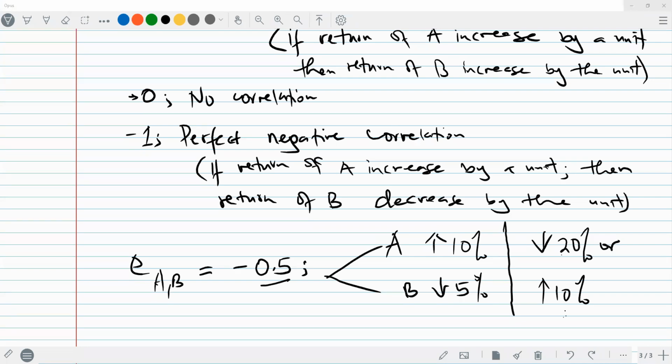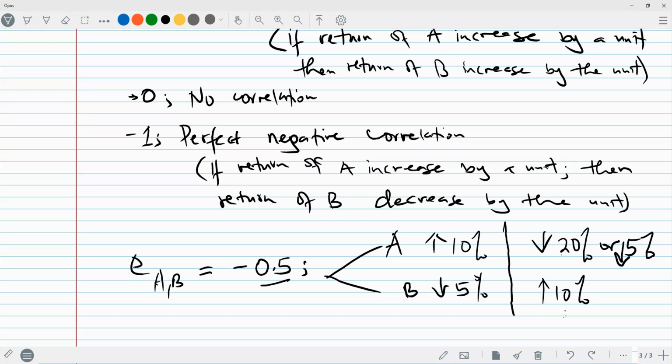It can decrease by 20%, or increase by 5%. No, it can't increase. Or decrease by 5%, which is a decrease of 5%. Yes. Okay, so that's how we can interpret that particular correlation between those two stocks A and B. Clear?